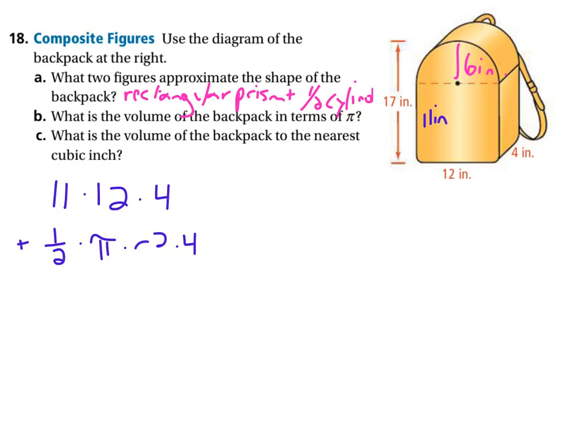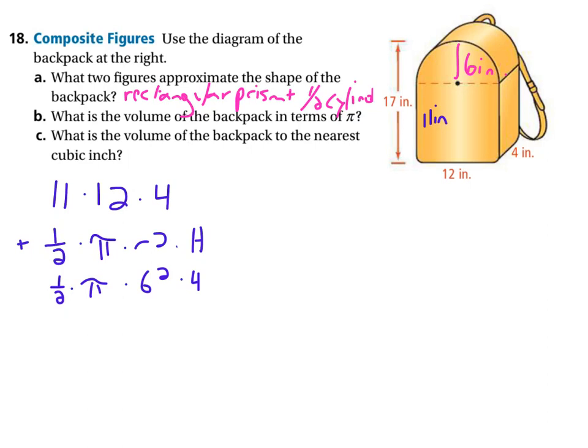So we do that times 4, and then we can start to crunch these together. Oh, and I wrote r squared. Well, I guess what I should do here first is write just the formula: 1/2 pi times r squared times height. Now we're going to drop in the numbers, and we will get 1/2 times pi times the radius squared, 6 squared, times the height, and the height was 4 inches.